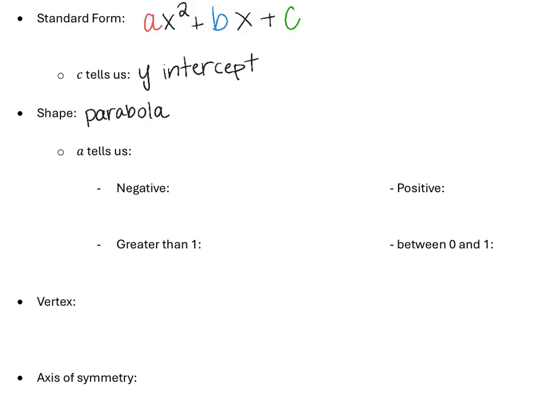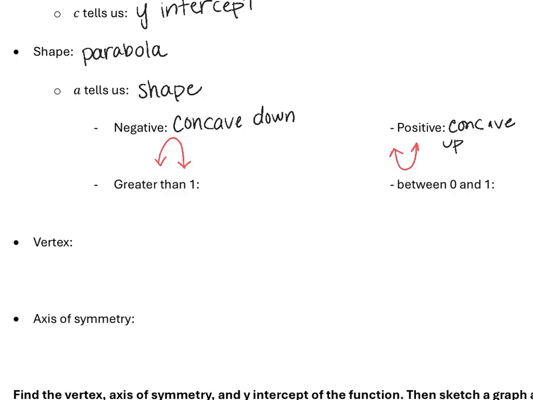If a is negative, so if we have a negative sign out in front of our a value, our parabola will be concave down. So it will be looking like this. So a negative a means we have a concave down. It flips it upside down. A positive a means it will be concave up, so like a facing up U. This goes back to sort of parent functions a little bit.